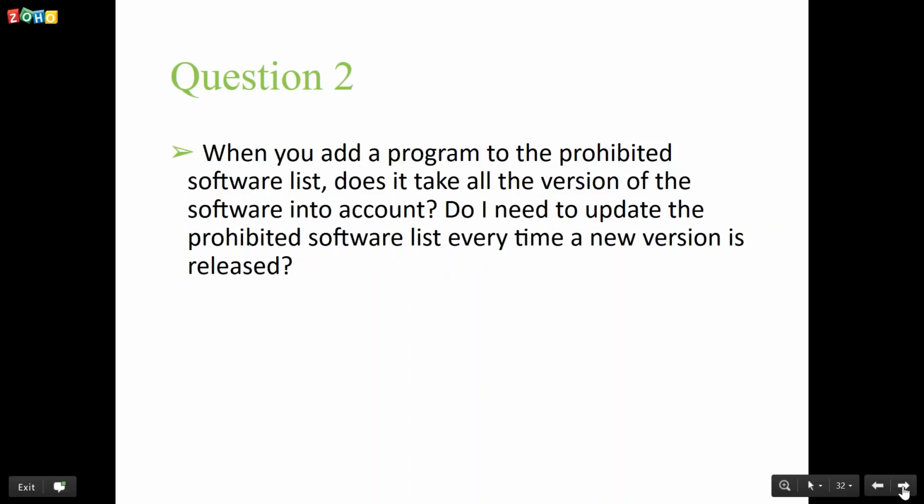When you add a program to the prohibited software list, does it take all the versions of the software into account? Do I need to update the prohibited software list every time a new version is released? Definitely, because if you're going to add Adobe as a prohibited software and you add all the versions, you may require Adobe 12, 13, 14, but you don't want Adobe 10 alone. In such a condition, this requirement will not get satisfied, so it will uninstall all the versions of Adobe. For that reason, we provide you the option to check and select the version and add it to the prohibited list in order to uninstall it.